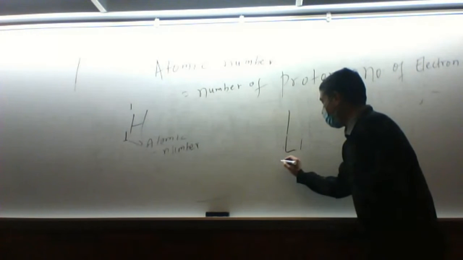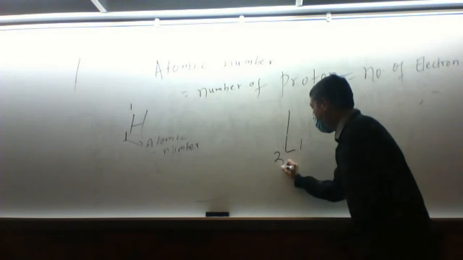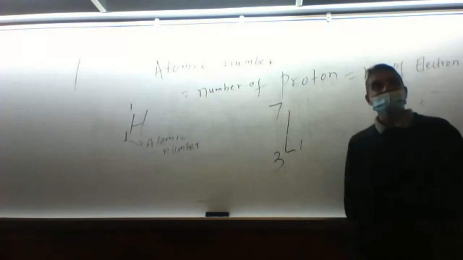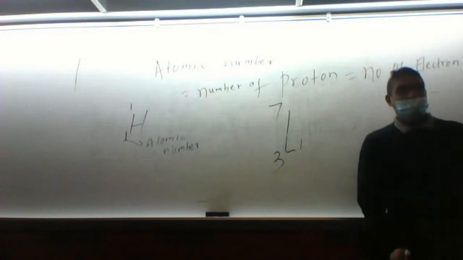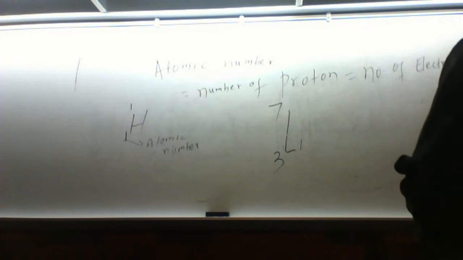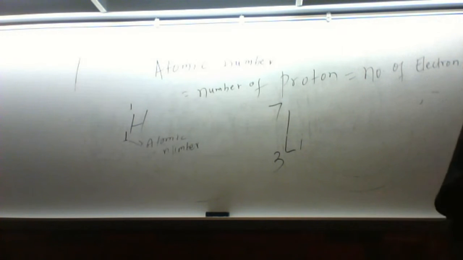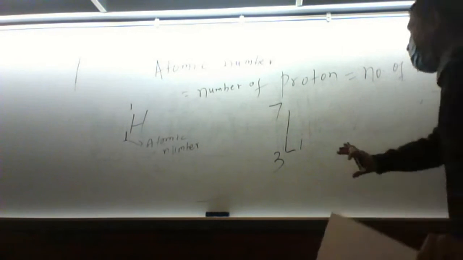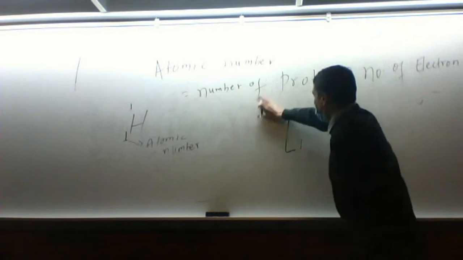So if you look at the periodic table, there is a number 3 here, and maybe there is a number 7 here. So look at the periodic table. So lithium. Sometimes in some periodic tables they write it the opposite way. So sometimes they write like this.